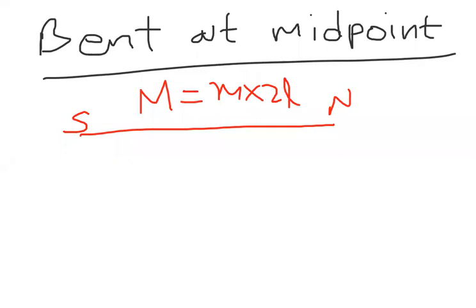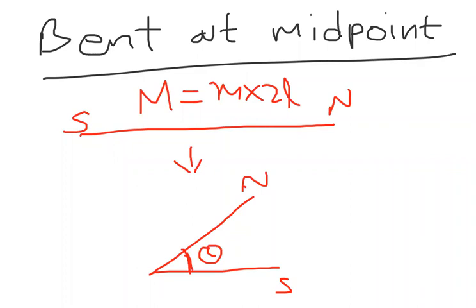Now I am bending at midpoint. So when it is bent at midpoint, what will happen? This is the situation. Suppose this is north, south, and here it is making some angle theta. This is making an angle theta at the midpoint. This is the situation, simply bent at midpoint. Here, the first magnet has magnetic moment M.